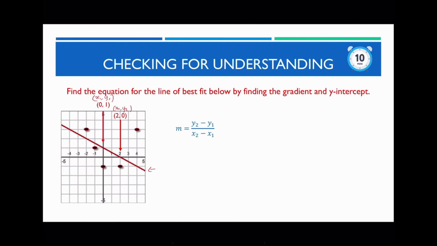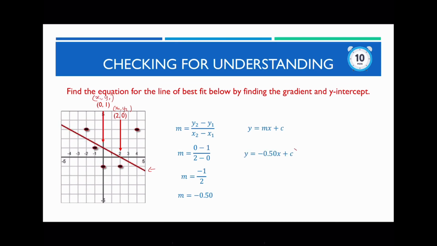Once I've done that, I just substitute the values in. So whatever y2 is, which in this case is 0, I then subtract 1, and so on. So if you did this correctly, you should get a gradient which is very close to, in this case, negative 0.5. You might be using different values, which is why your values might be slightly different, but it shouldn't be different by that much though. Once we've calculated the gradient, then we can start finding what your y-intercept is going to be.